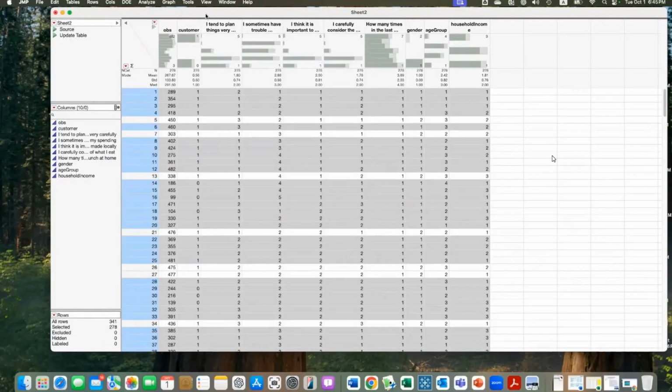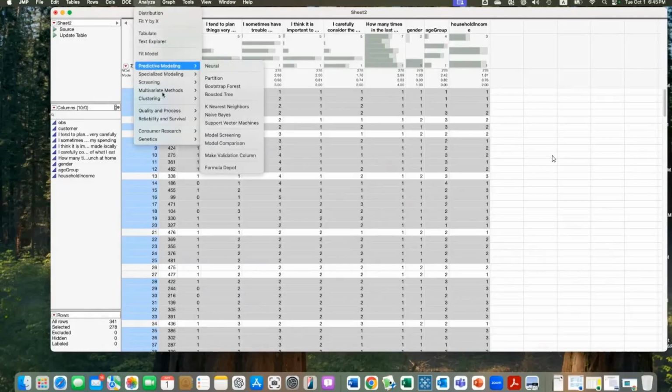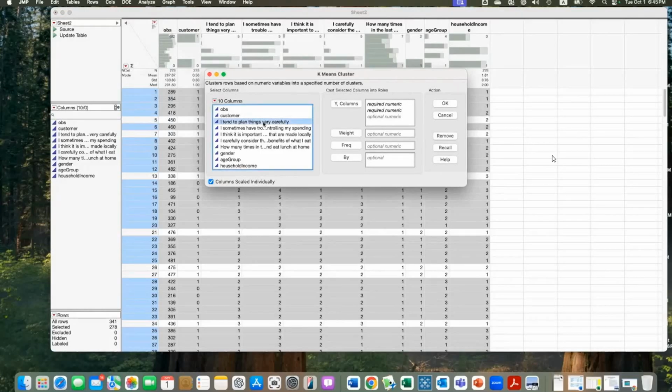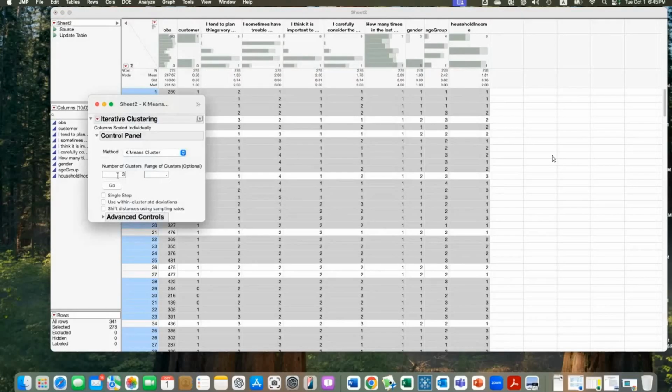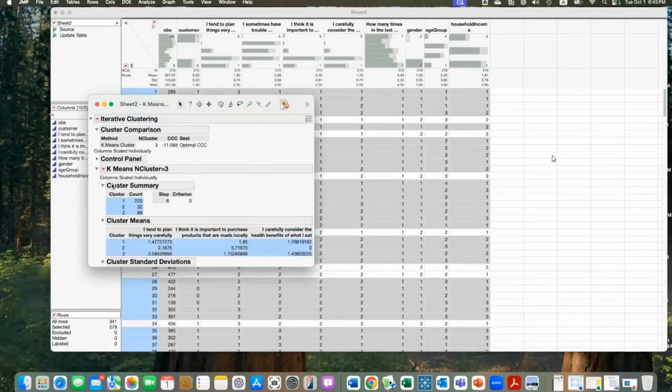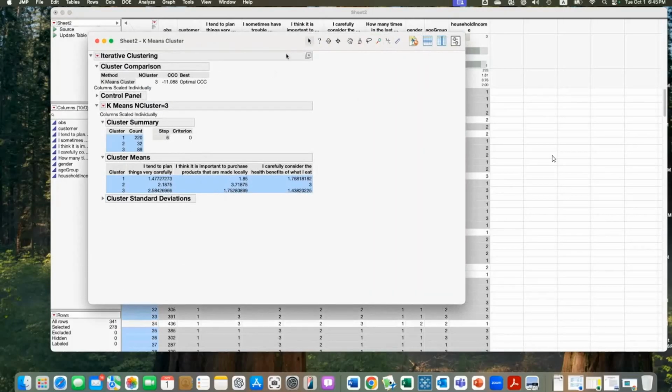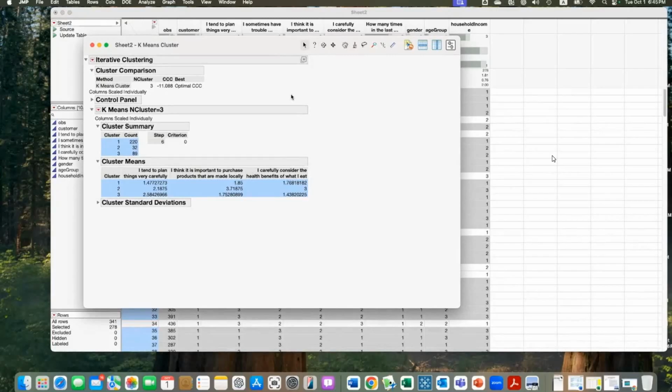So now we know the optimum number is 3. Now I'm going to do the k-means clustering again and select those variables. Here I just keep 3 and click go, and have those 3 clusters, right? And now I want to assign the cluster number to the data points.